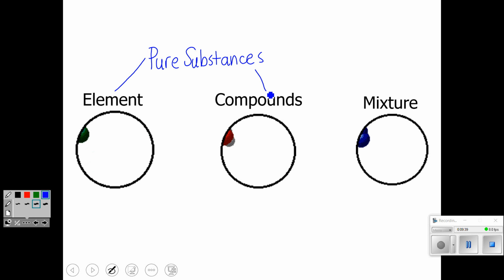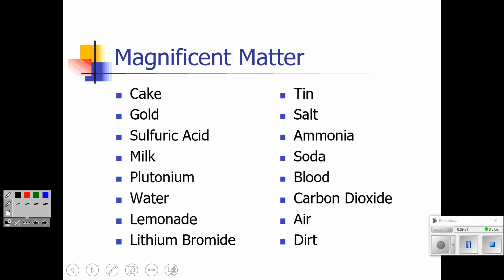Whereas mixtures, you could see, you've got lots of different components. And none of them are chemically combined. They're just all flowing around in the same area together. So when you're looking at this, what I would do is stop at this point and see if you can identify each of these types of matter and see which ones you think are elements, which ones are compounds, and which ones are mixtures. And then you can unpause after that because I'm getting ready to go over them.